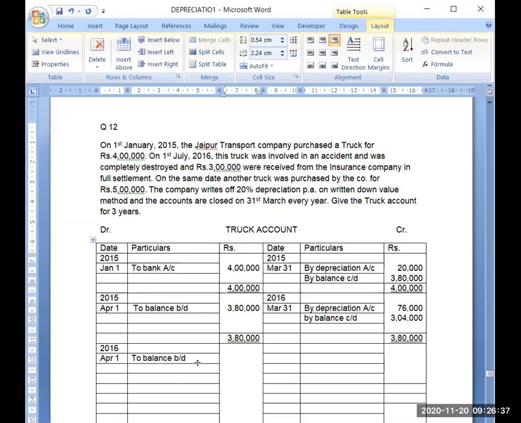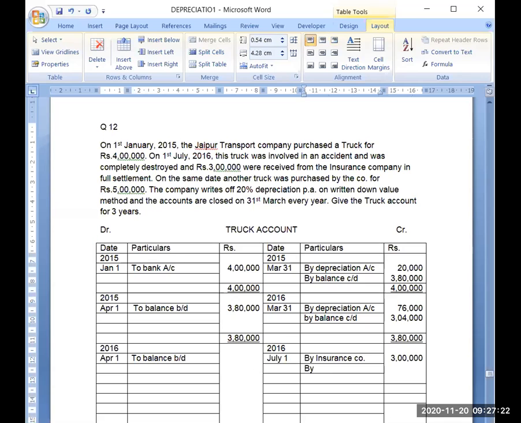Now in 2016, the accident has happened. So the year will be 2016, July 1, by insurance company. Now we will do that journal entry by insurance company, and we have demanded insurance 3 lakh from the insurance company.